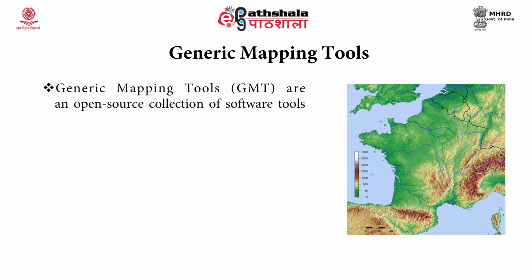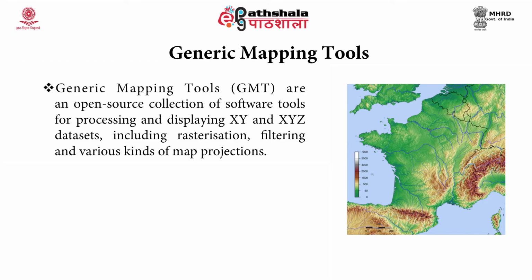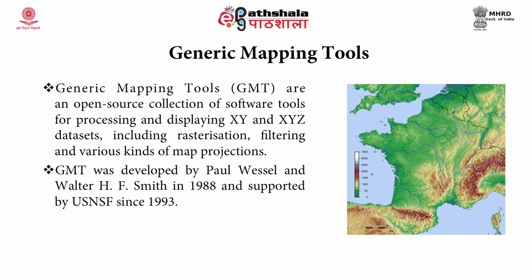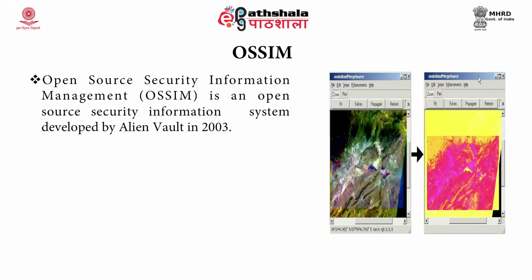Generic Mapping Tools, popularly known as GMT, is an open source application of software tools for processing and displaying XY and XYZ datasets, including rasterization, filtering, and various kinds of map projections. GMT was developed by Paul Wessel and Walter H.F. Smith in 1988 and supported by US NSF since 1993. Its latest version is 5.3.1.